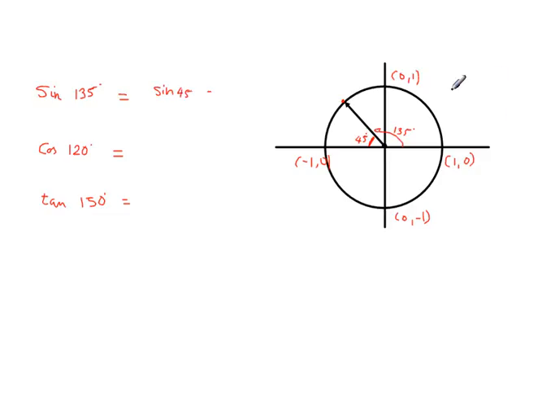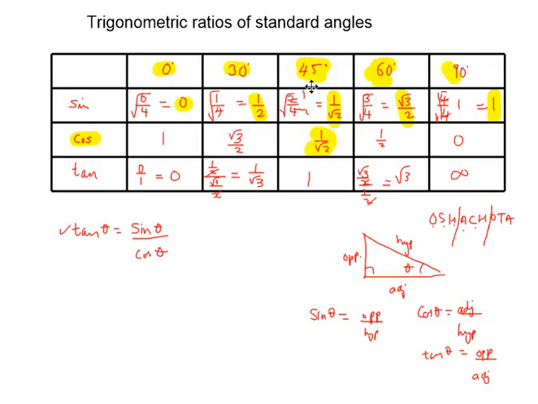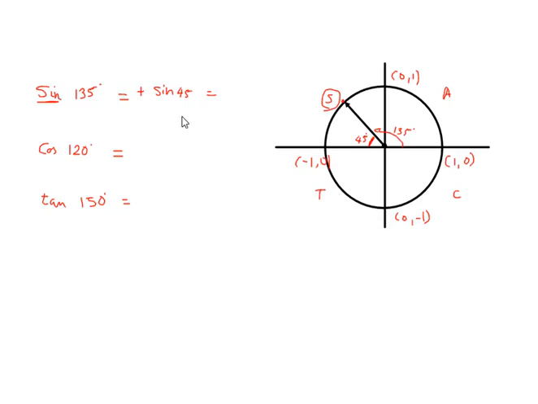You also think of the signs. You think of All Silver Teacups. It's in the second quadrant. So we are looking at sine. Sine is positive, so it will be plus sine 45. We refer back to the table, and you'll find that sine of 45 degrees is 1 over root 2. So plus 1 over root 2.